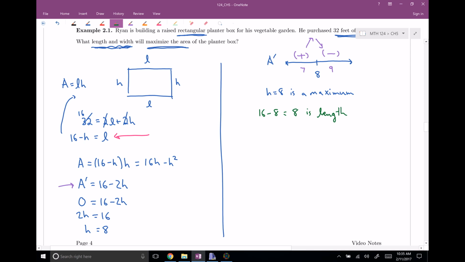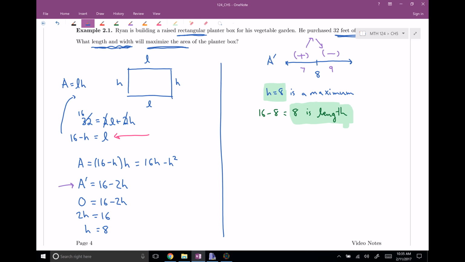So again, the question that asks, what length and width will maximize a planter box? The answer is you should have a width of 8 and height of 8, and this will maximize the area of the planter box. Okay, so that's the final answer. Nothing more to do for this problem.